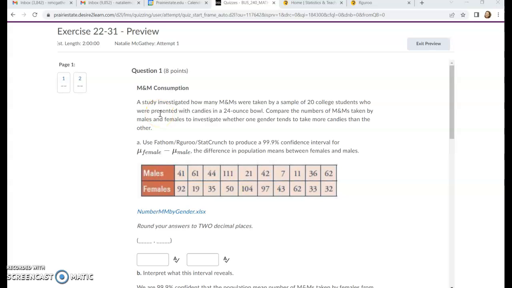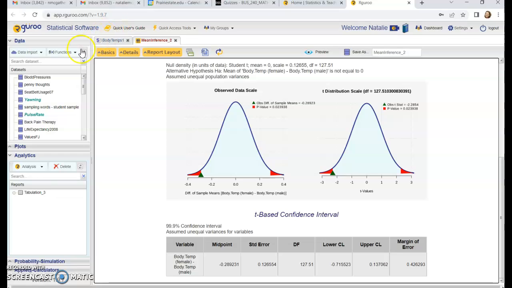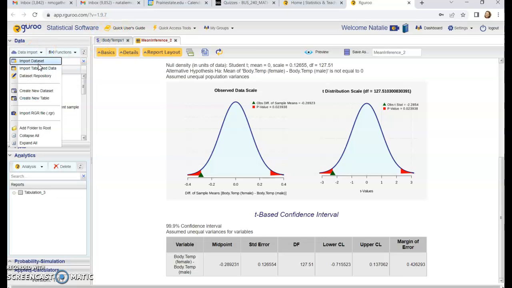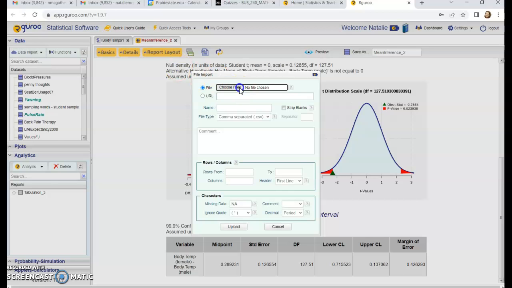Here a study investigated how many M&Ms were taken by a sample of 20 college students who were presented with candies in a 24-ounce bowl. Let's compare the numbers of M&Ms taken by males and females, and we're going to investigate whether one gender tends to take more candies than the other. So let's go ahead and download that file, and we'll do a 99.9% confidence interval for mu female minus mu male. So in our Guru, I'm going to import that data.